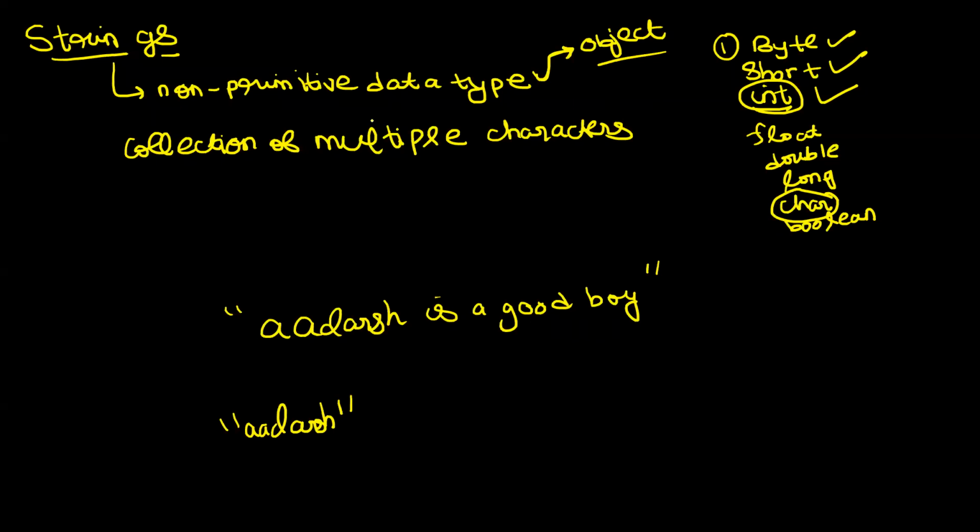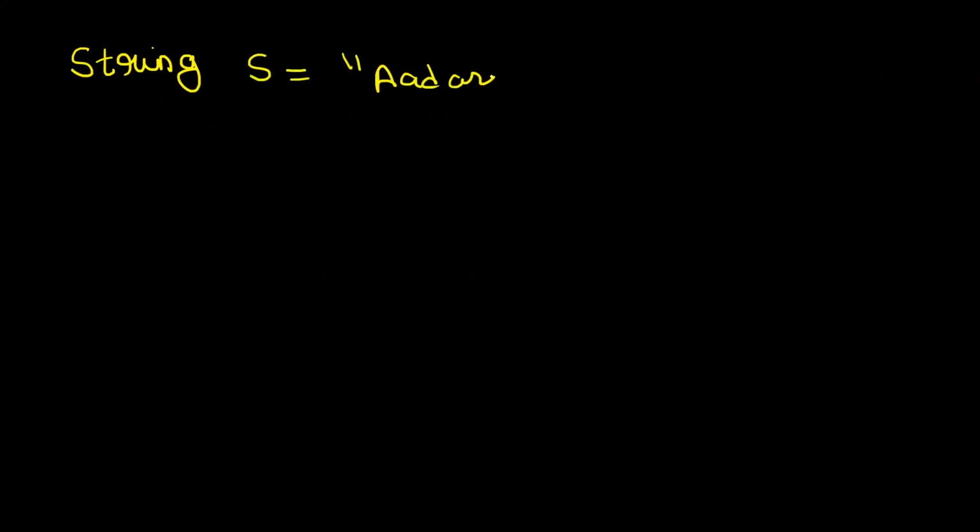So now the next question is: how do I declare a string, or how do I make and use a string? There are two ways of making a string. The first way is via the string literal. String s is equal to, then within double quotes, you can write whatever string you want to write. So String, then the variable name, equal to, and within double quotes, whatever contents you want to store in the string.